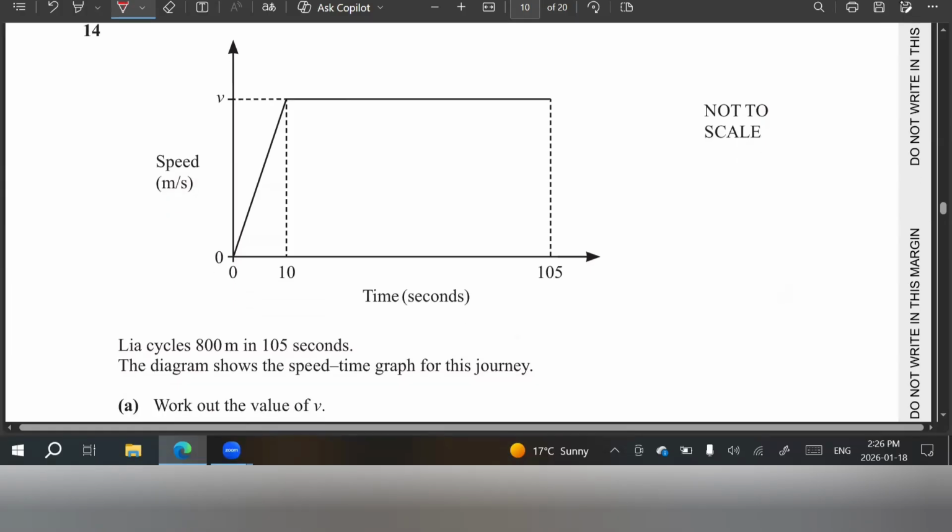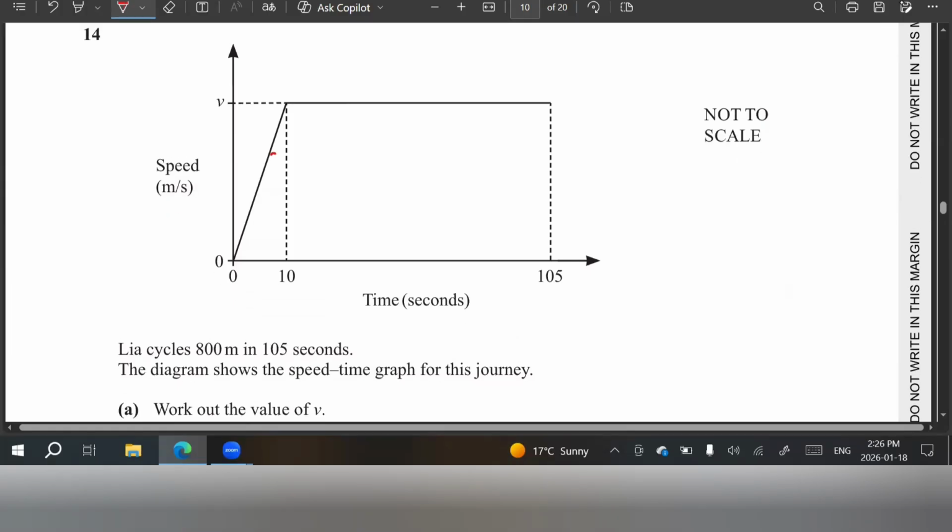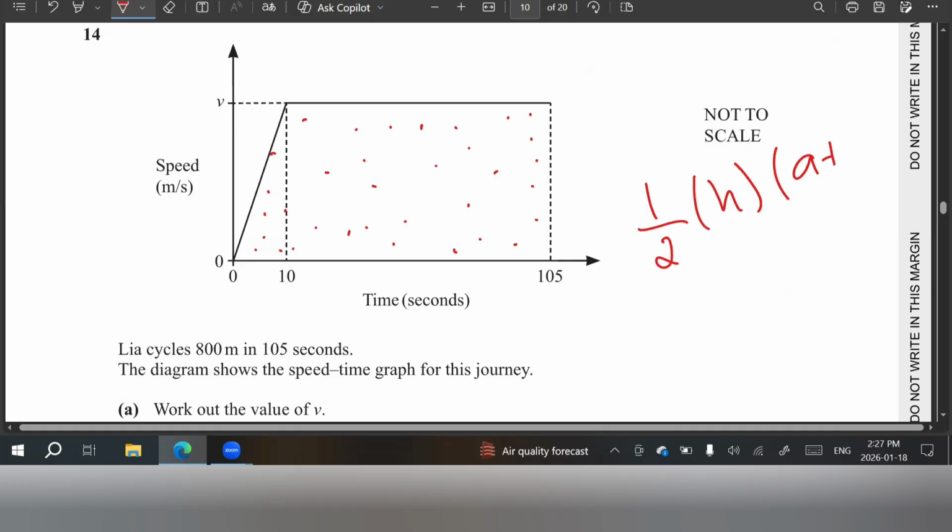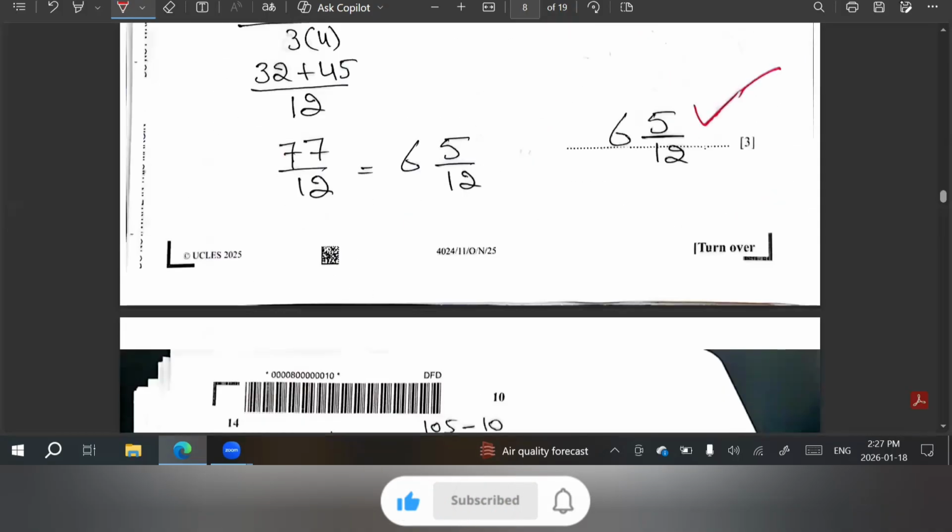And do you remember that the area under the speed time graph is basically equal to the distance traveled. And this is the shape of our trapezium. So the formula for the area of the trapezium is 1 by 2 into the height into the sum of the parallel sides. Okay. So this is the formula for the area of the trapezium. I can find it out very easily.